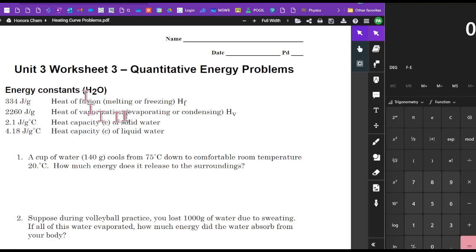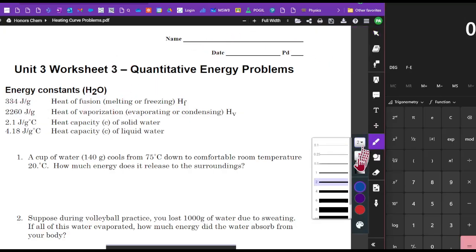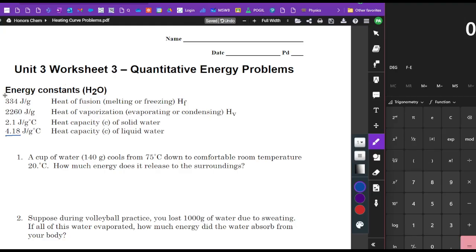Okay, so here we've got an example, and these are examples of these heat kind of problems. By the way, you do not have to memorize these. It's kind of a good idea to remember them, but you don't have to. These are heats of fusion, heats of vaporization, heat capacity of solid water, heat capacity of liquid water. These are the Hs and the Cs, those constants. They will be given to you on any kind of assessment. You do not have to memorize them or write them down.